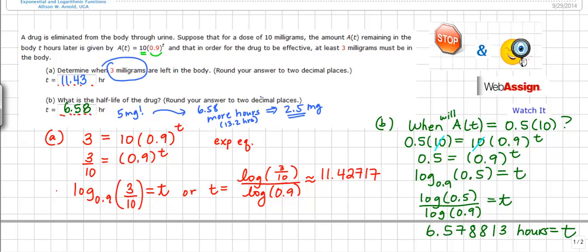So it should be somewhere around 11.43 hours that we reach 3 milligrams, because that'll be before we graduate down to 2.5. Okay, I hope this makes sense. All right, thank you.